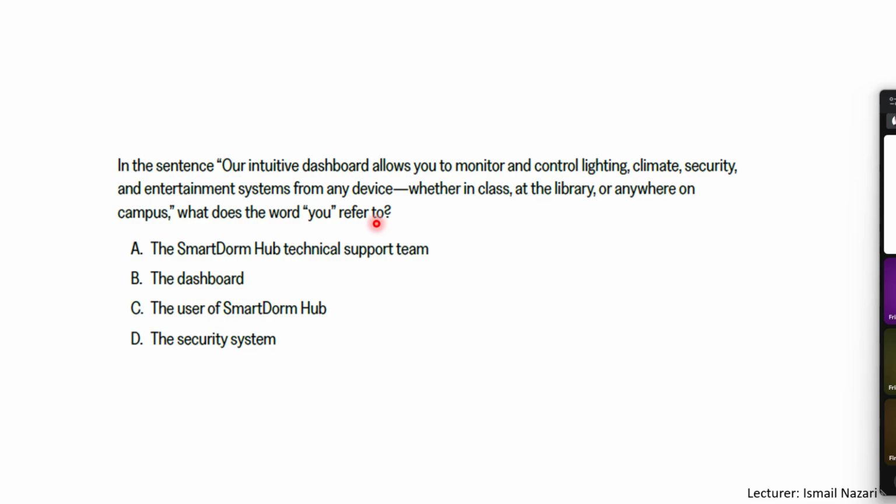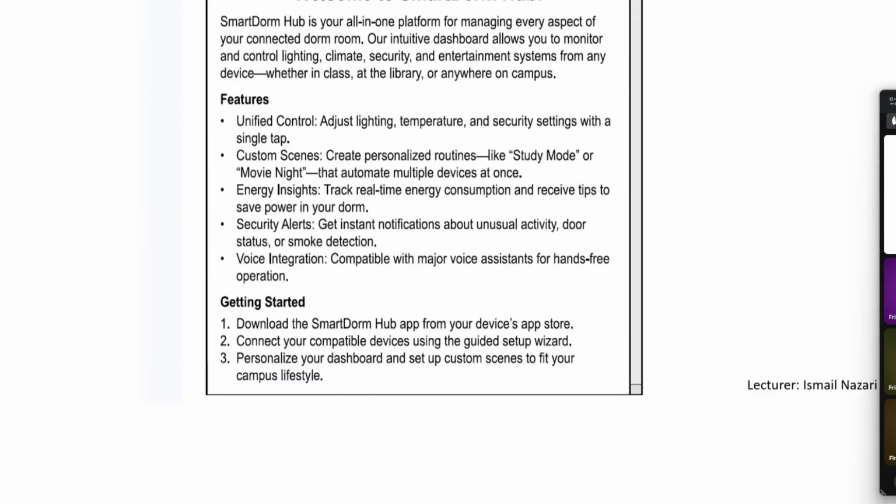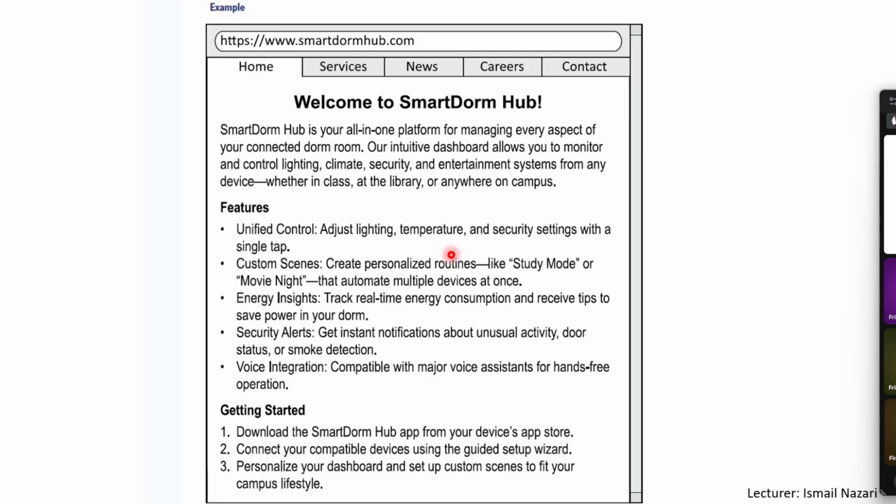So I'll be back with a passage. Find out that in this sentence, here specifically this part, allows you. So what does the word you refer to? Does it refer to A, the Smart Dorm Hub technical support team, B, the dashboard, C, the user of Smart Dorm Hub, or D, the security system? What does it refer to? Let's get back to that. Here, just take a look at this, read it. It is here, the first part.